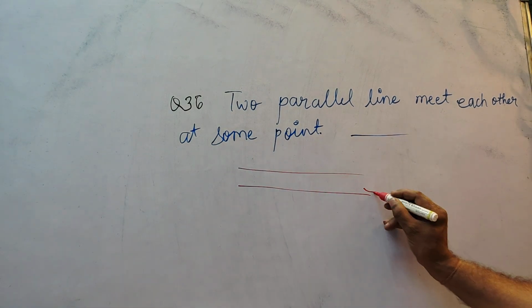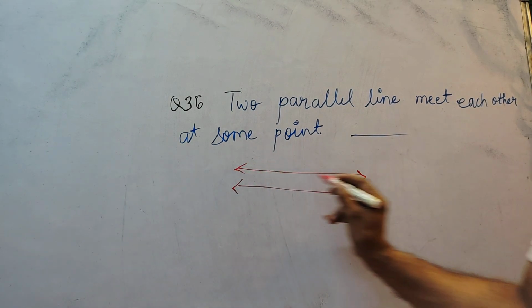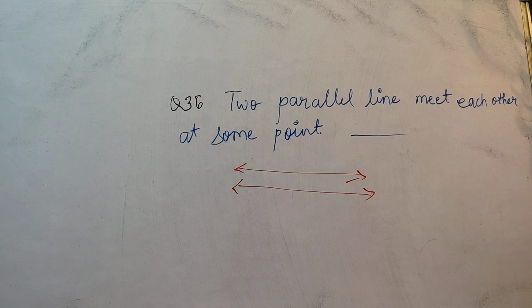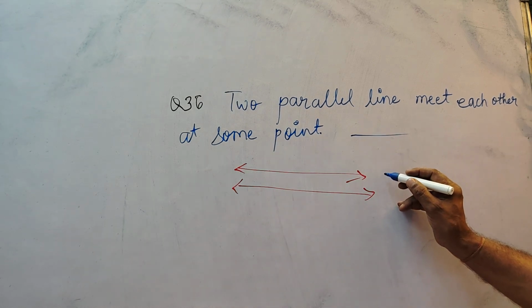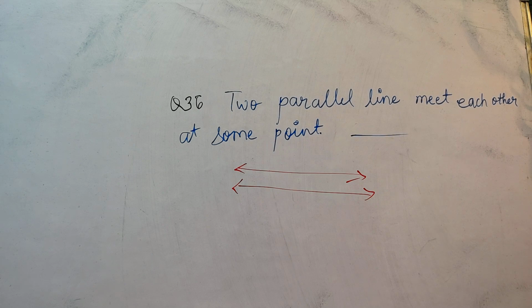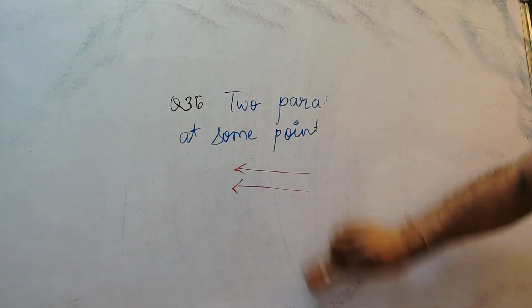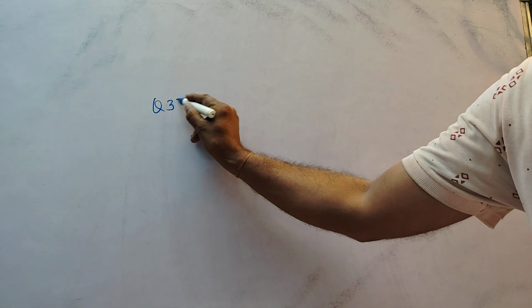These are two parallel lines. They meet each other at some point. Is it true? That's false. Correct, false, because that's why it's called parallel. They never intersect, they never touch, and they extend in both directions till infinity. They have equal distances between them. That's why they are called parallel. So it is false.